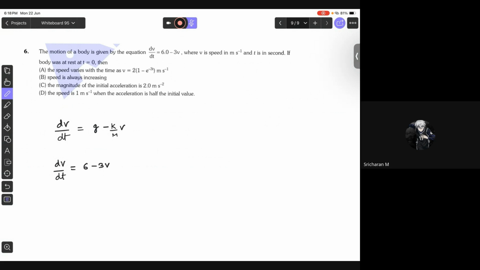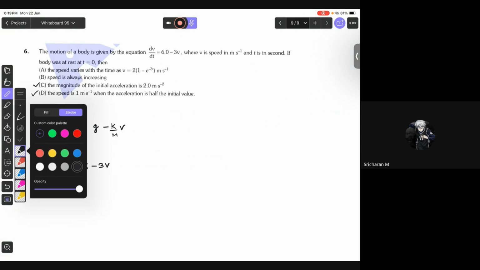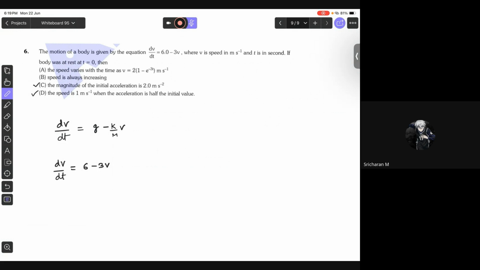Now check out one thing. Option C and D, you can solve it without solving anything. They have told us that at t equals 0, the particle was at rest, and they have told us the acceleration in terms of v. Now they're asking us to find the magnitude of initial acceleration. It's like they're checking whether we know English or not, correct?